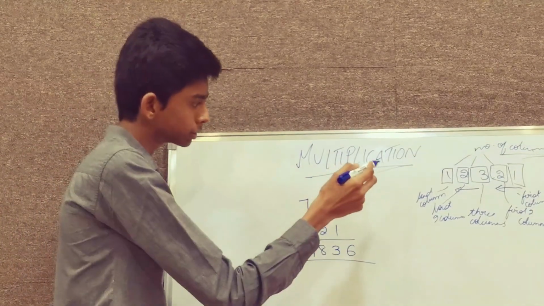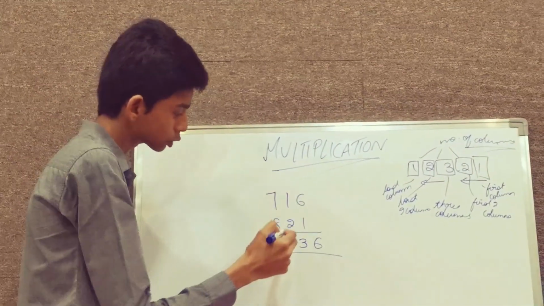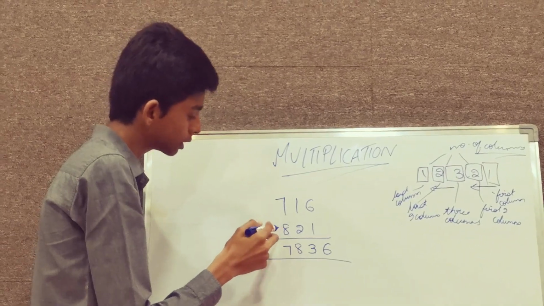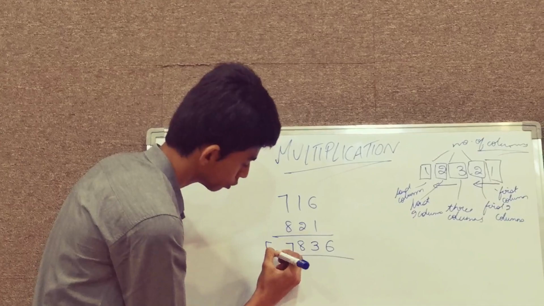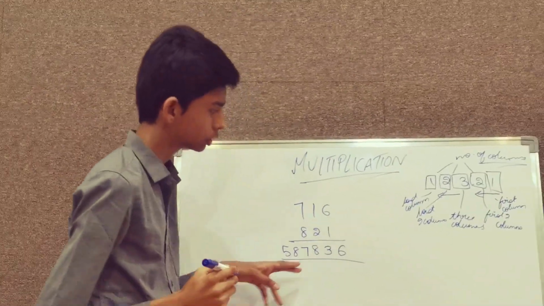And then what is the last step? We have to take the last column. So 7 8s are 56. So 56 plus 2 is 58. So 58, this is the result.